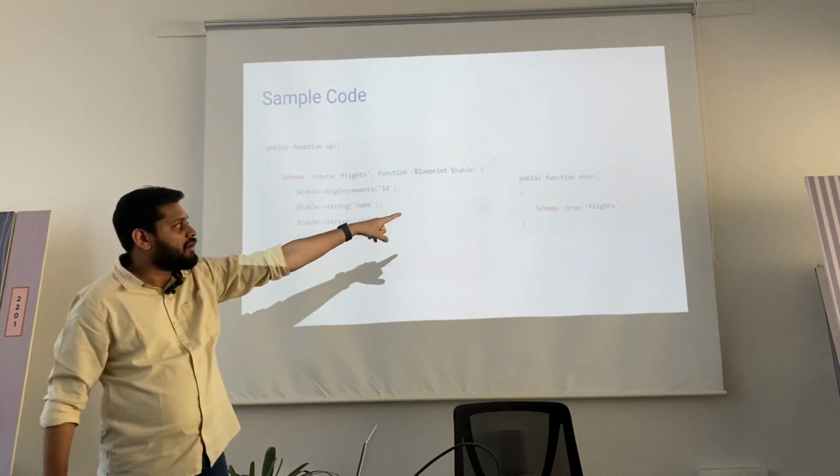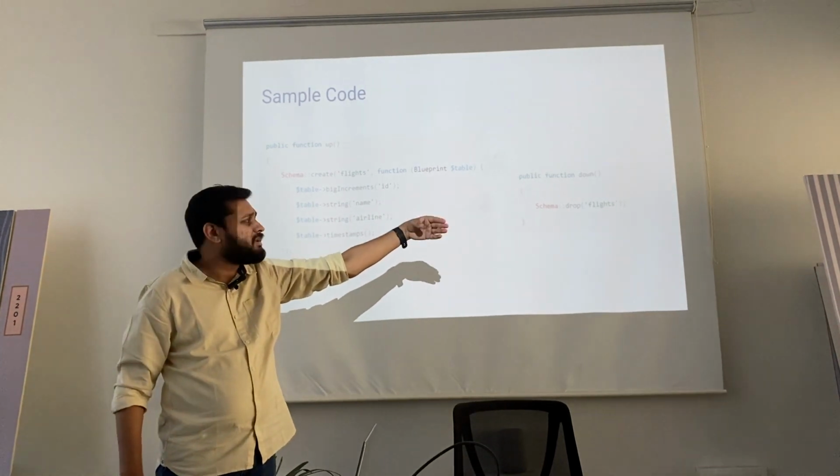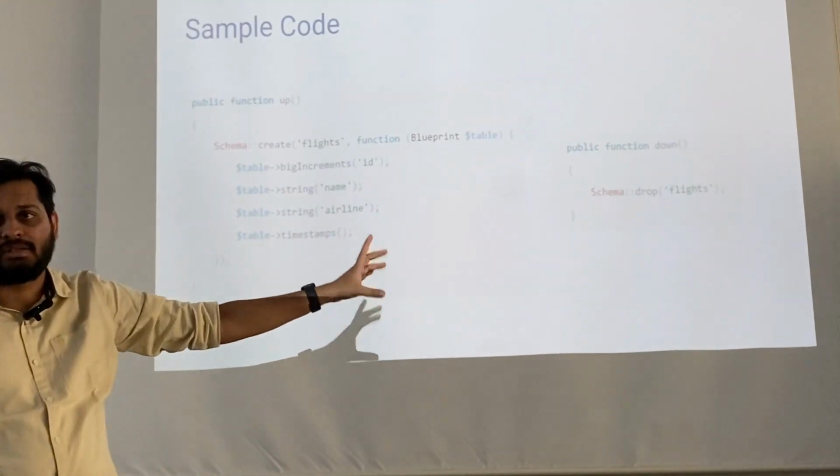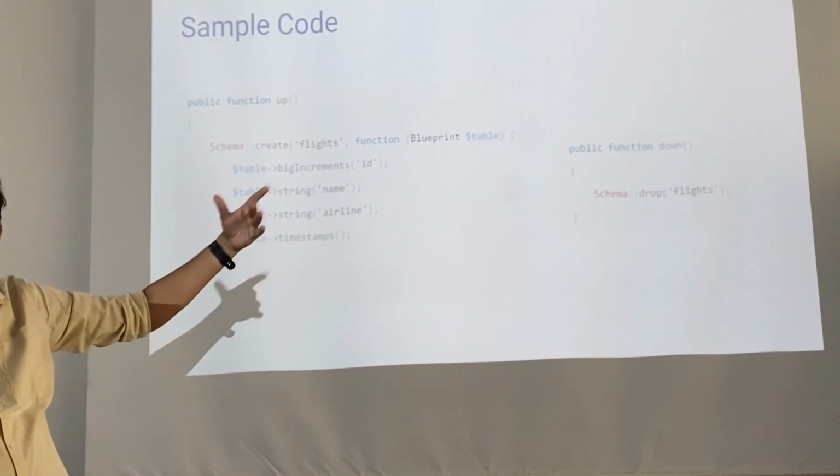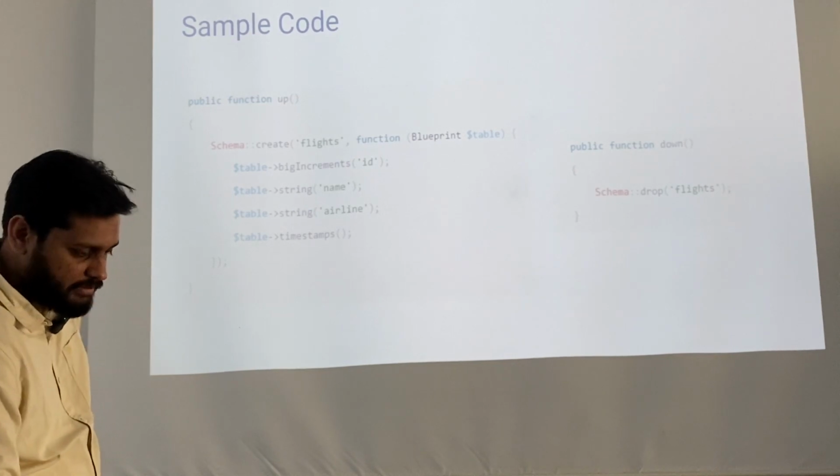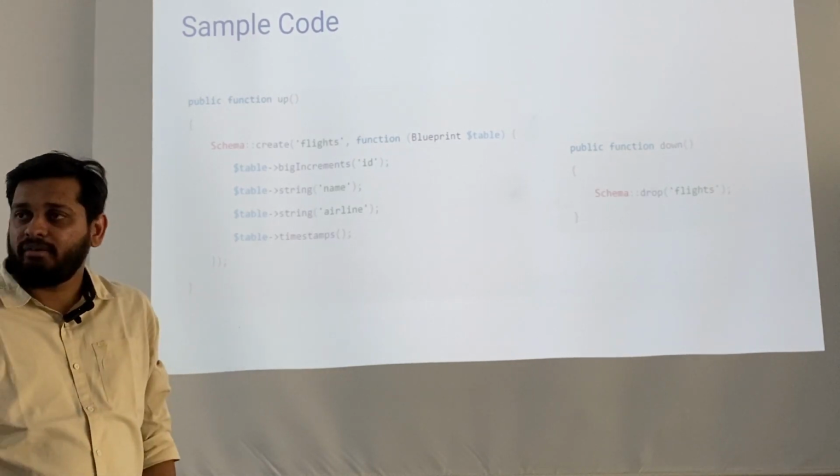Clear? And the down method is simply where we drop the flights table. This is helpful in rollbacks. We'll see that in the upcoming slide. All clear so far? Everyone with me?